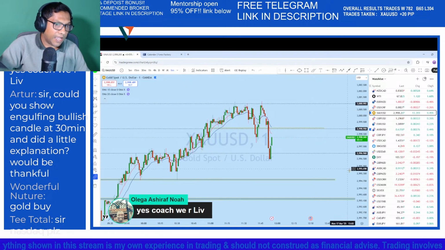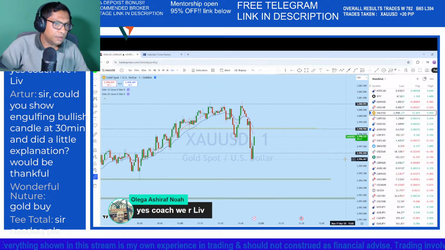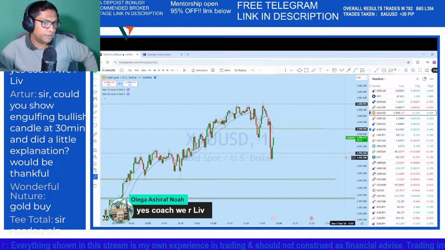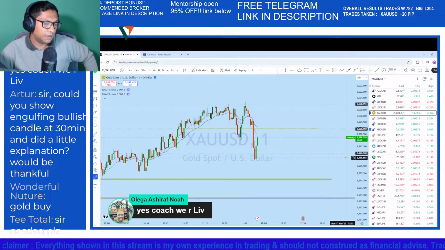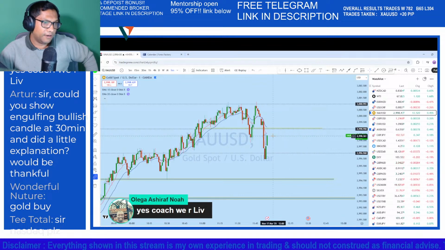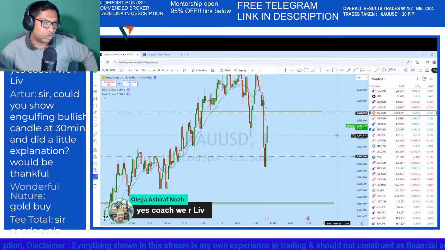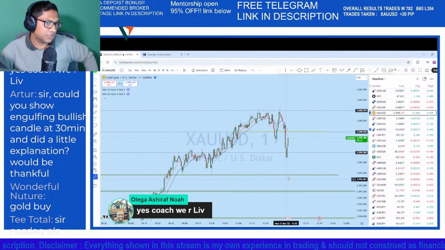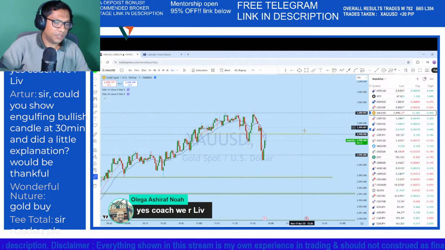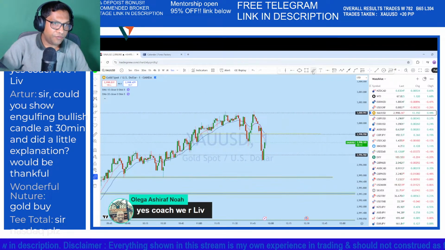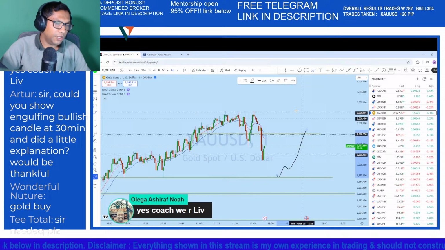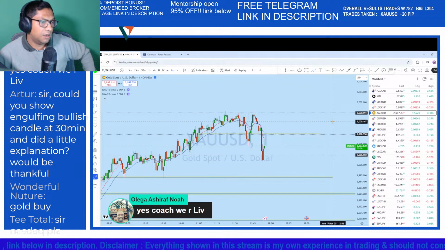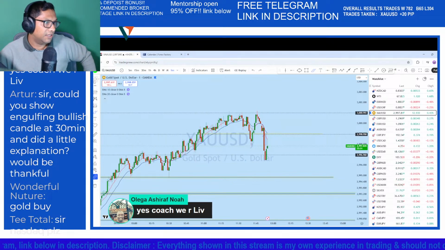Now, as there is a gap open here, and with this gap open, we would like to see the market trending in that direction to the support level. Once we see enough break below, okay, that's where we will be looking to enter a bullish trade potentially to the upside here.